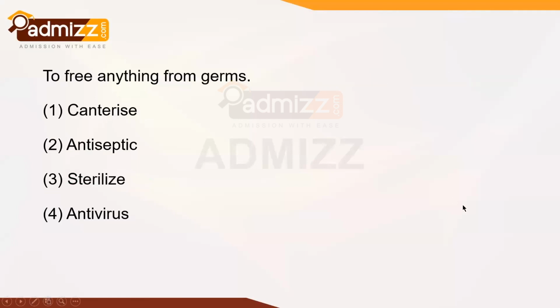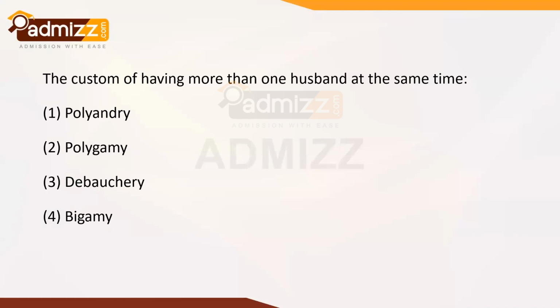Next up, to free anything from germs. Absolutely, it's sterilize, right? Because it's the most common word, especially in these times when the COVID pandemic is on the rise and whatnot. So I hope everyone's familiar with this word. With that, we come to the last problem of this subtopic. The custom of having more than one husband at the same time.